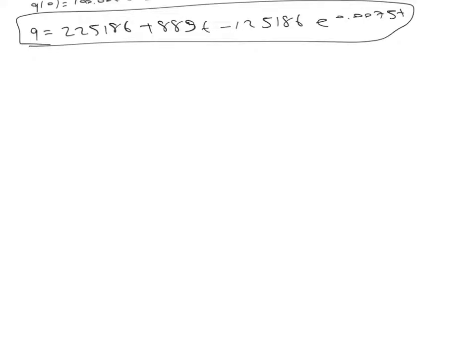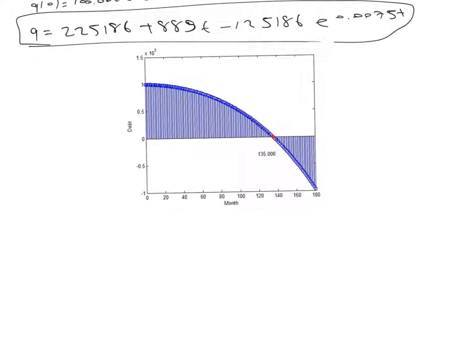And in part A, we are asked to find when the loan will be fully paid. So, in order to find the point where the loan or debt is equal to 0, we will plot this function by using MATLAB. And as it is seen from the graph, at the end of the 135th month, the loan will be fully paid. And this is part A.